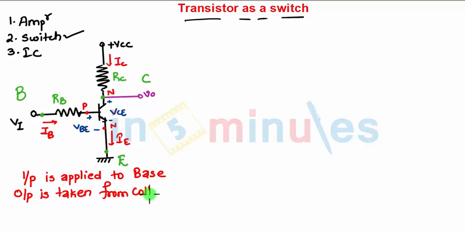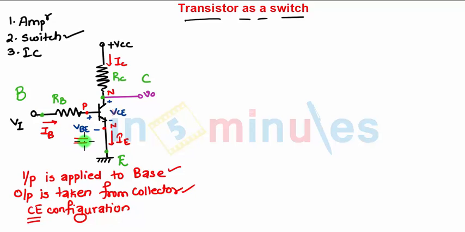So emitter is common to base and collector, so the configuration is common emitter. How to identify the configuration: just look at where the input is applied and from where you are taking the output. The other terminal will be the common terminal. In this case, emitter is common to base and collector, hence it is the common emitter configuration. Again, NPN type.